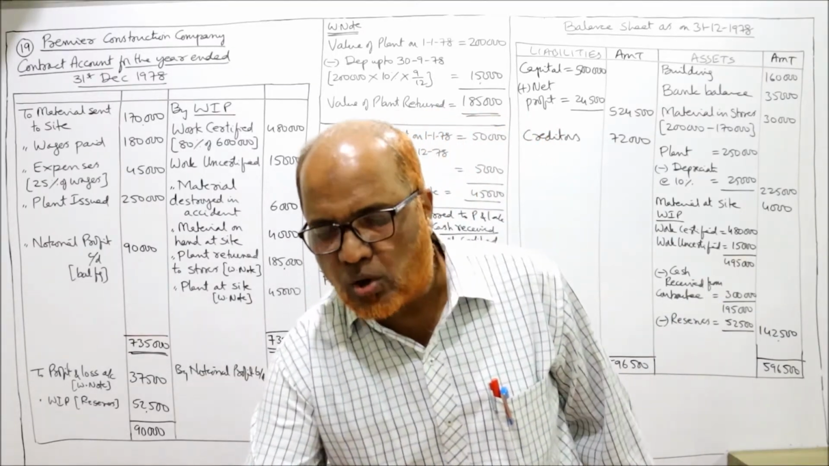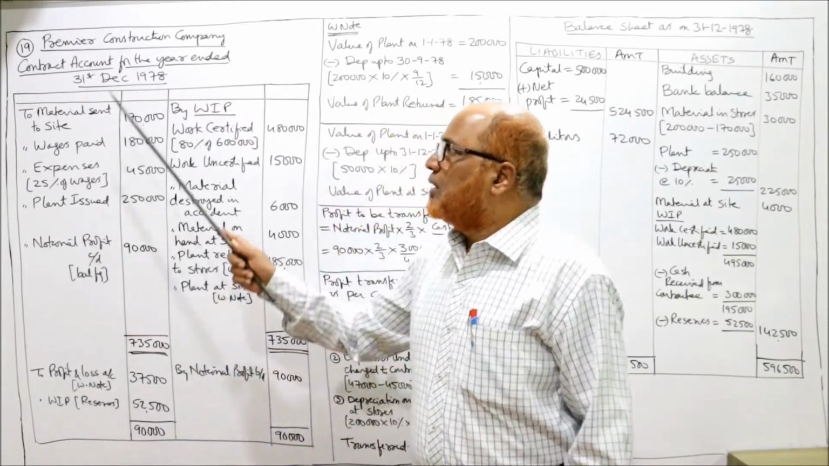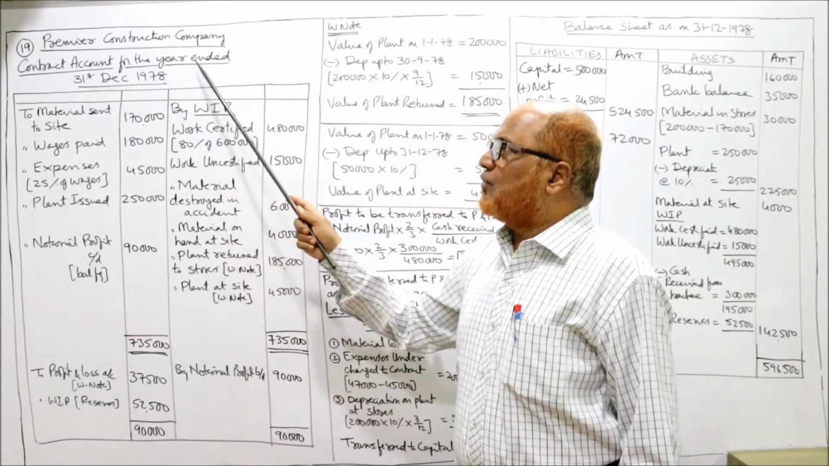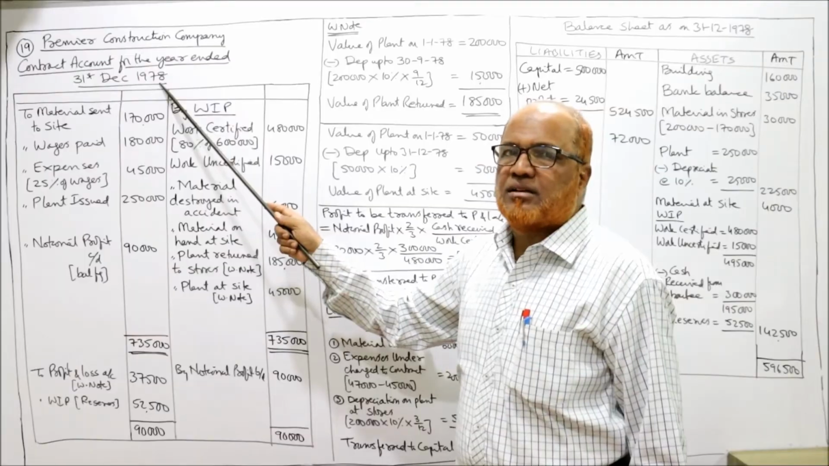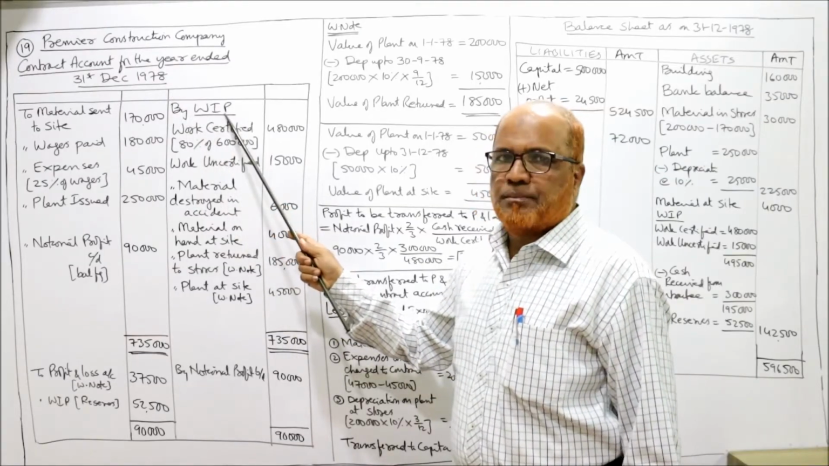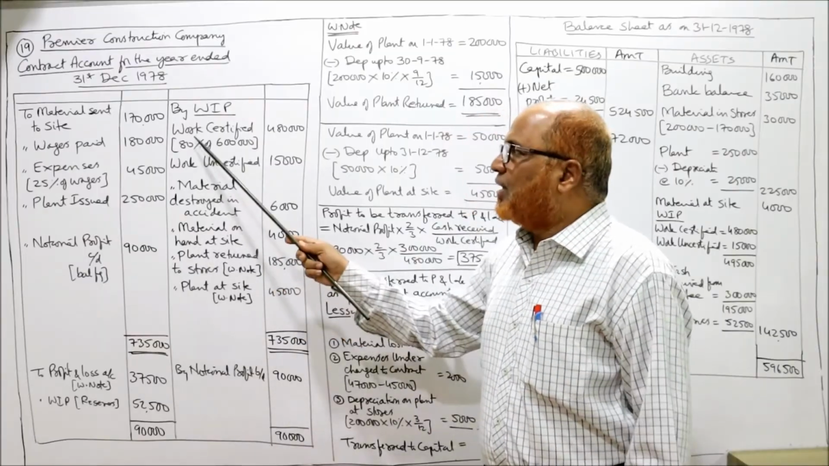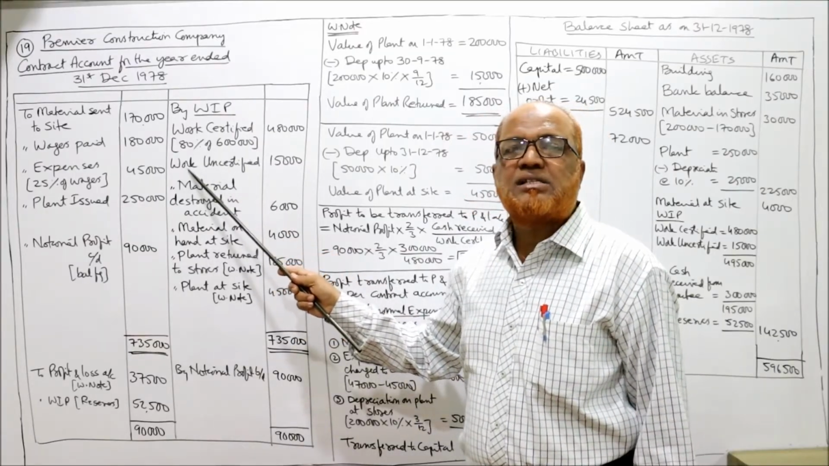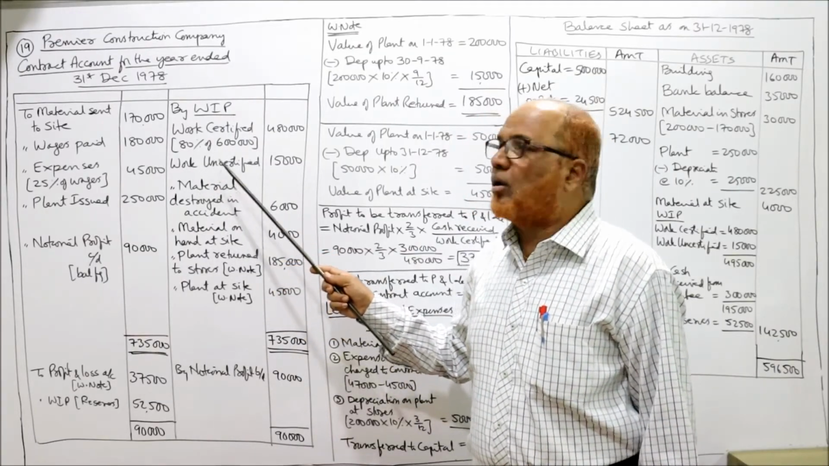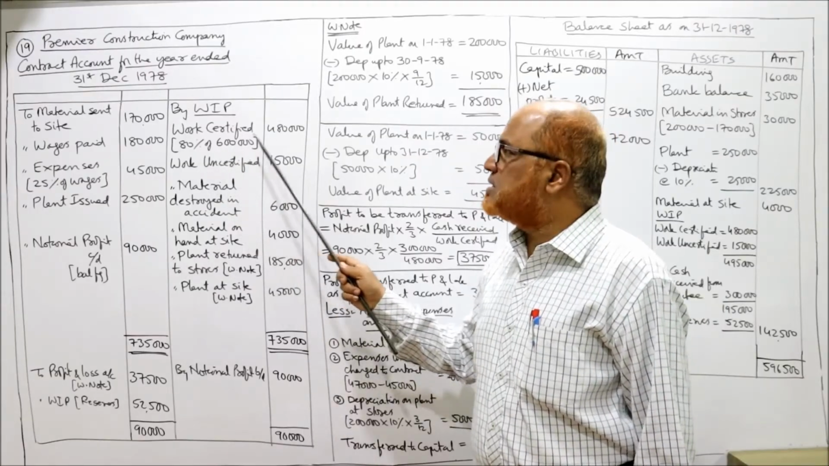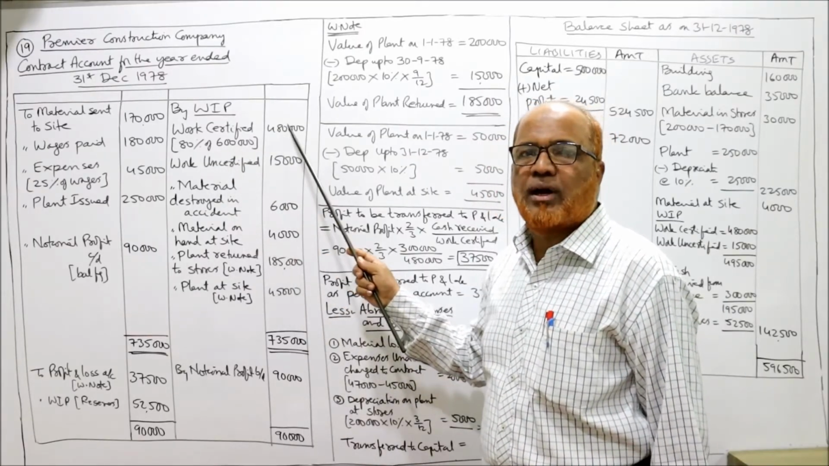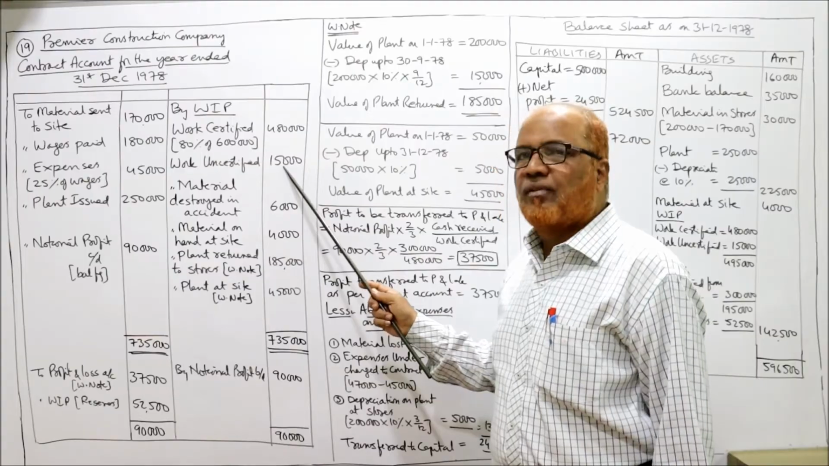So, first you concentrate on the contract account. Premier Construction Company contract account for the year ended 31st December 1978. By work in progress. Work in progress will take on work certified and work uncertified. Work certified is given as 80% of contract price. The contract price is 6 lakh. 80% is 4,80,000, work certified हो गया. Work uncertified given in the problem is 15,000.